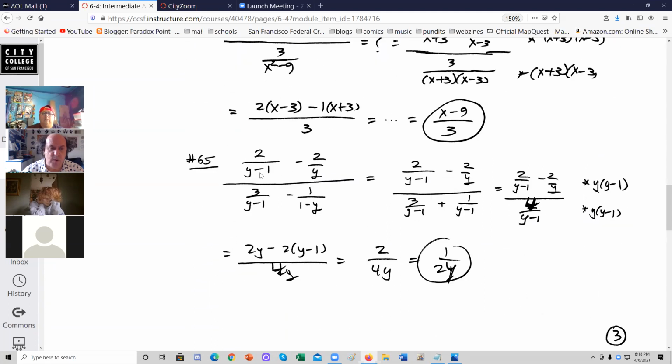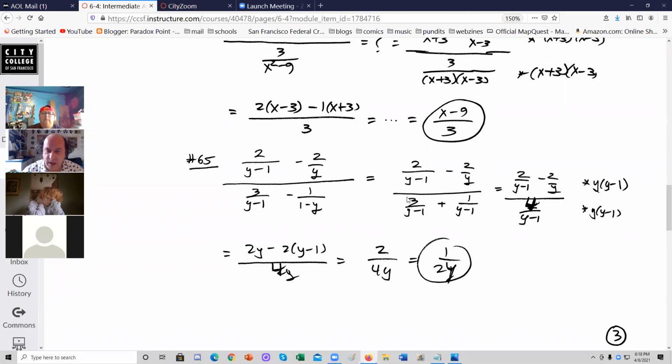Here we have 2 over y minus 1 minus 2 over y, all over 3 over y minus 1 minus 1 over 1 minus y. Now here we have a y minus 1 and a 1 minus y. Subtractions in the opposite order. We'll just reverse this and change the sign so you get a plus 1 over y minus 1. So 2 over y minus 1 minus 2 over y, all that divided by 3 over y minus 1 plus 1 over y minus 1.